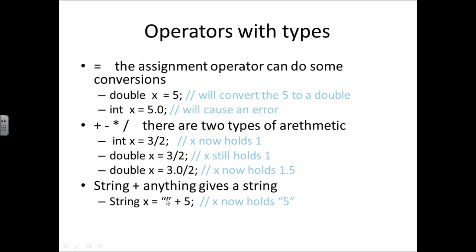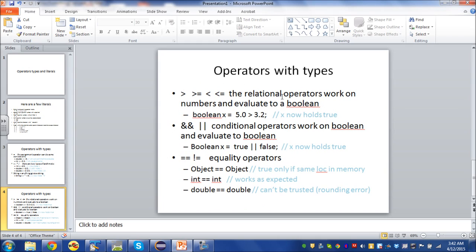Or display it on the screen or something like that. So this is a double quote, it's an empty string. You add it to a 5, it converts the 5 to a string, appends the two together, X now holds the string 5.